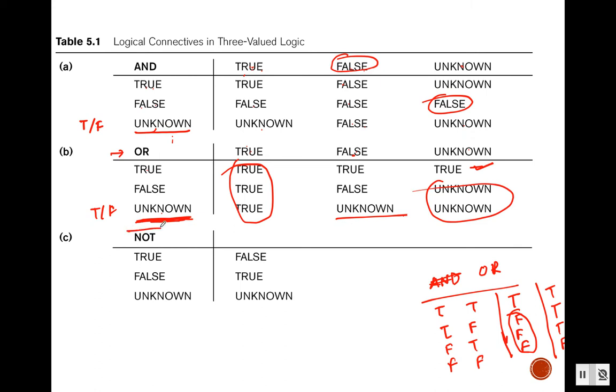Now NOT of unknown will be unknown. I mean, if it is true, NOT of true is false. If it is false, NOT of false is true. But if it is unknown, we do not know what the NOT operation will be. It will still be unknown.